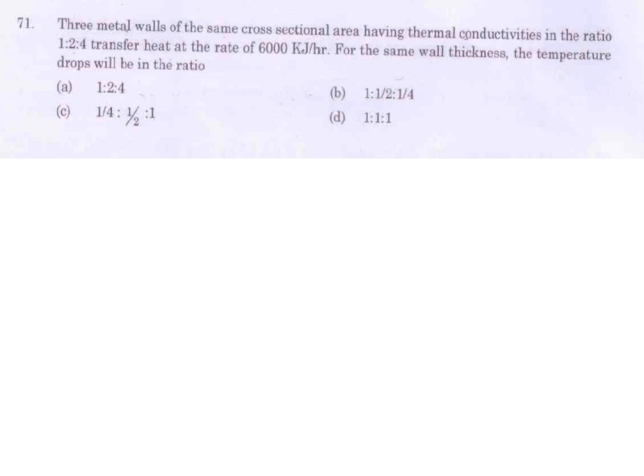Next, three metal walls of the same cross-sectional area having thermal conductivities in the ratio of 1:4 transfer heat at the rate of 6000 kJ per hour for the same wall thickness. The temperature drops will be in the ratio of how much?